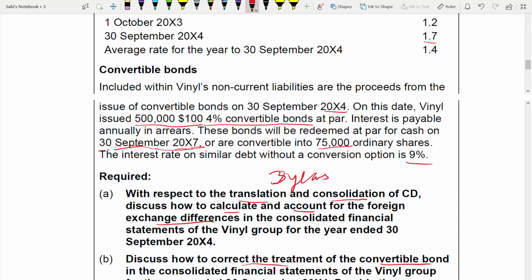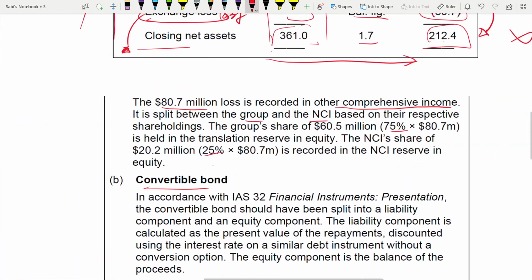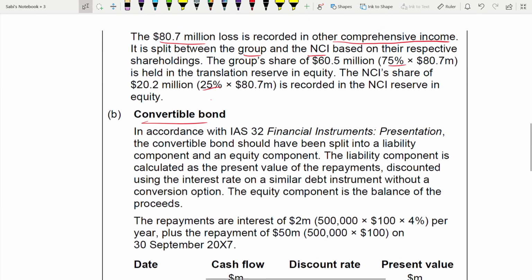What is the meaning of it? That means if this conversion option was not there, if you just take the interest rate on any bond similar to this, it would be 9% only. So now how are you going to account for this? You should know the standard, by the way. IAS 32. Convertible bond comes under IAS 32, not IFRS 9.